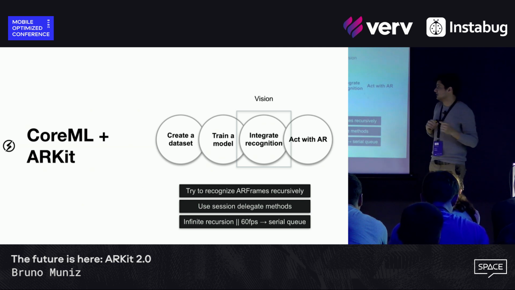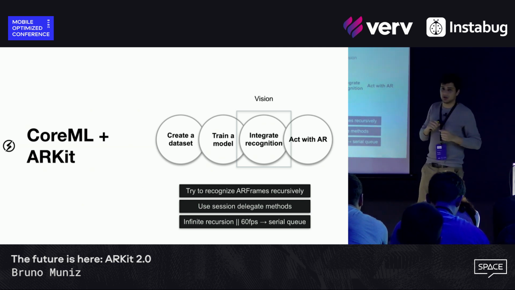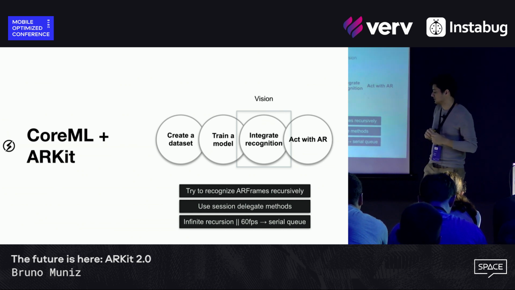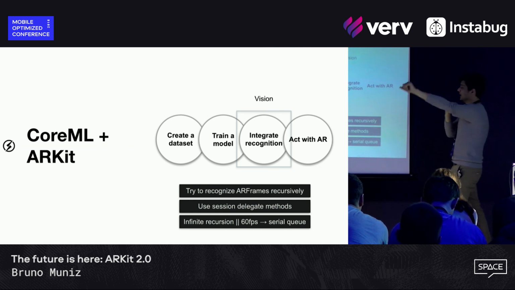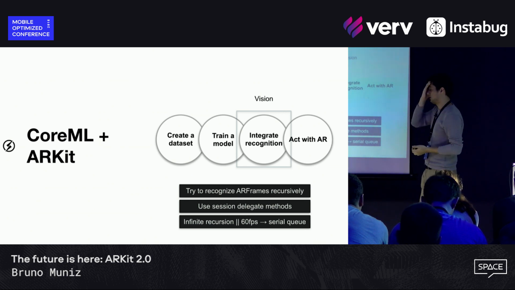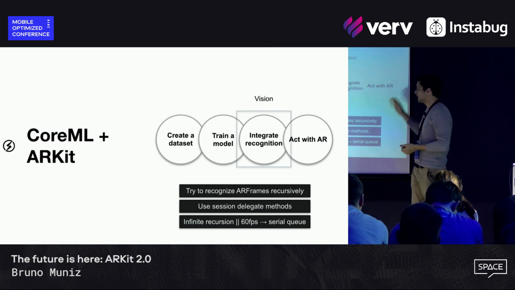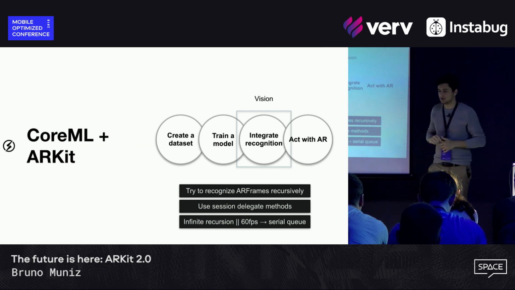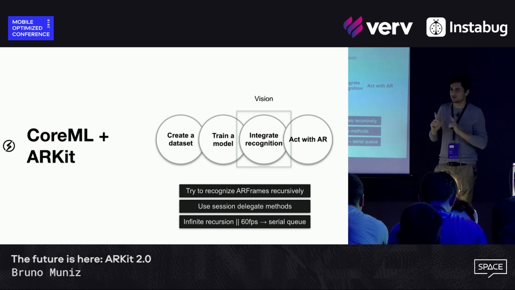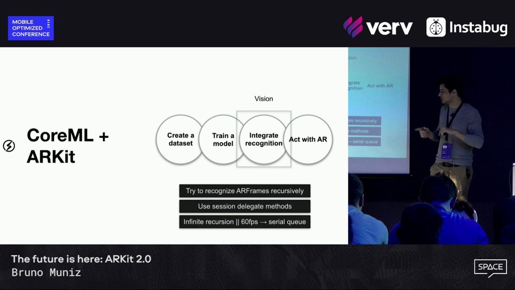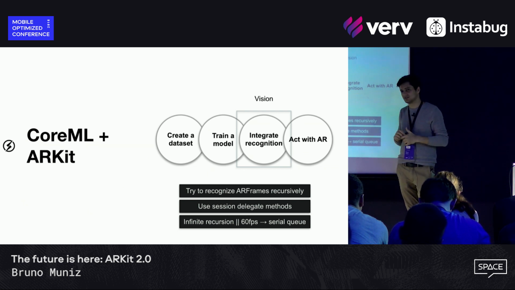How do we integrate it in the app? We use Vision, the framework that we already have. It's not an external library, so it's already there. And we can do this in two ways, two stupid ways, actually. One is trying to recognize all the frames recursively, that's 60 frames per second. You're going to call a method 60 times per second, and this is not going to go well. Or you can use the session delegate methods, which is also 60 frames per second. So both ideas are awful. But, you know, just try it if you want to.